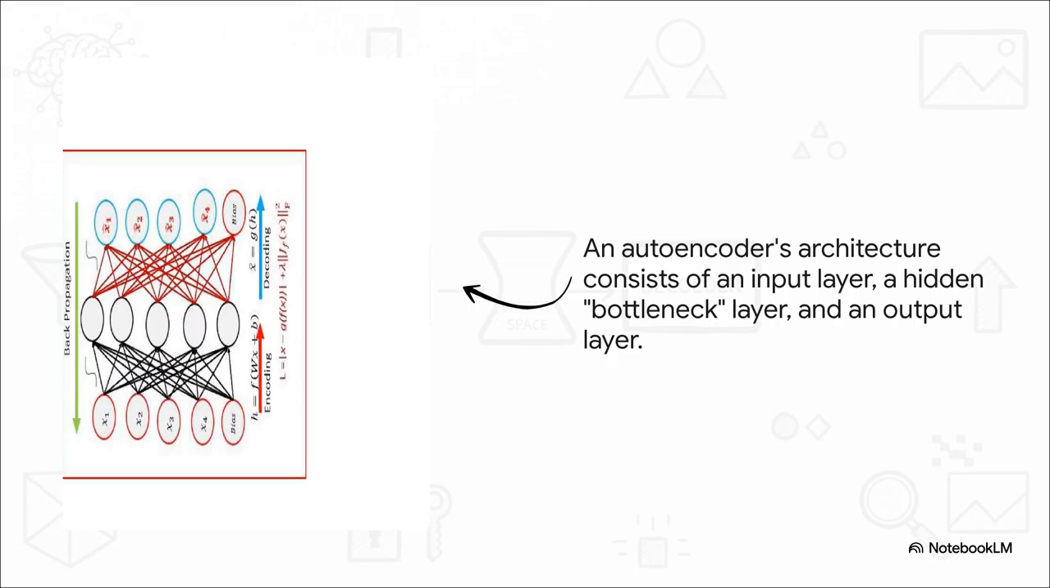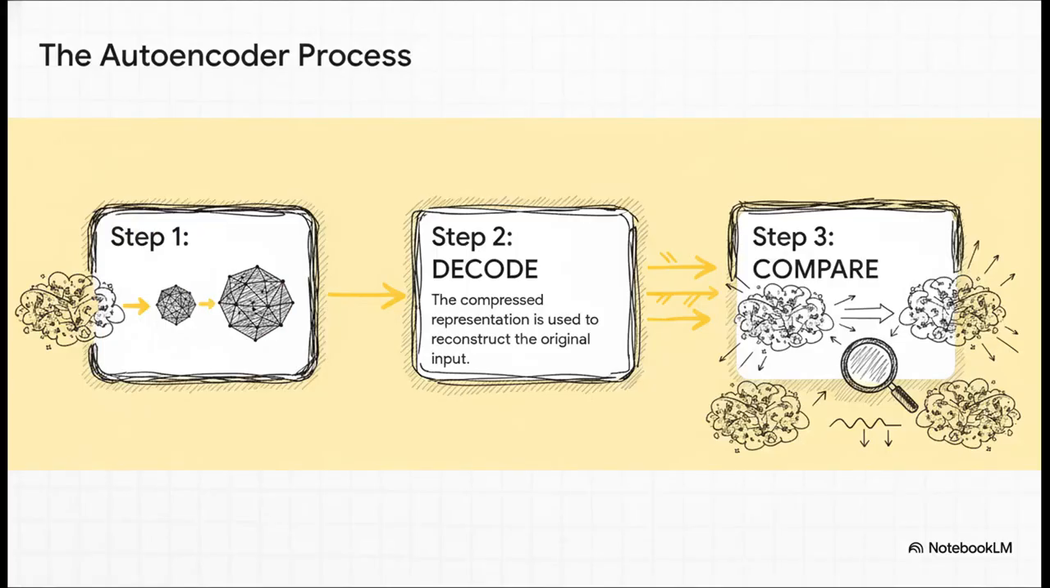Then the second half, the decoder, has the exact opposite job. It takes that tiny compressed code and does its best to rebuild the original data on the other side. The whole process really just boils down to these three steps. Step 1, encode. We take our data and squeeze it into that small, dense representation. Step 2, decode. We take that compressed code and try to blow it back up to its original size. And step 3, this is the magic part, compare. The network looks at the original and the new one it just made and asks, how different are they? That difference is the reconstruction error.